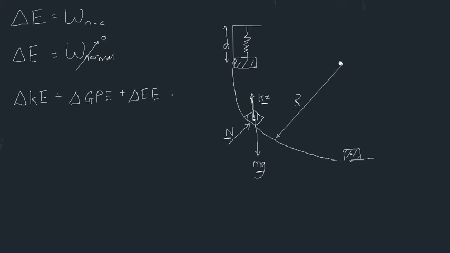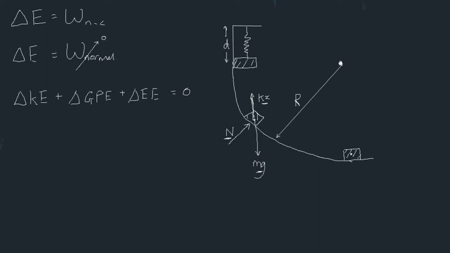Alright, now a few things to point out. First of all, this block isn't rotating, right? So we use our standard kinetic energy formula, a half mv squared, right? We don't need to concern ourselves with rotation at this point, although we will in later videos.